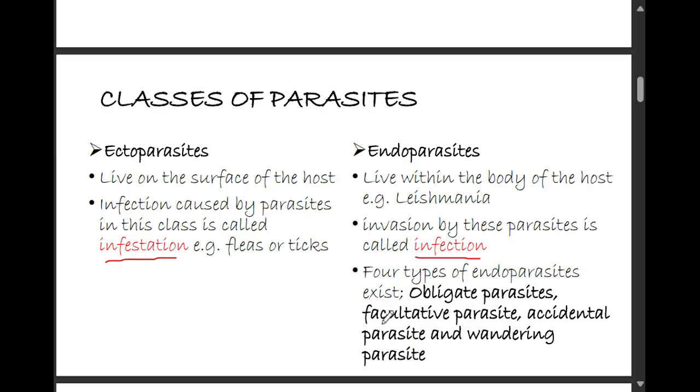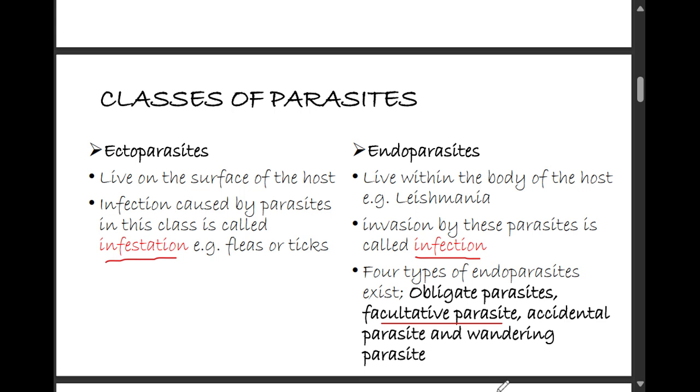Then we also have facultative parasites. These are parasites which can live both as a free living organism or as a parasite, depending on the environmental conditions. Are we together? So a facultative parasite can live both as a free living organism and a parasite. It just depends on the environmental conditions.